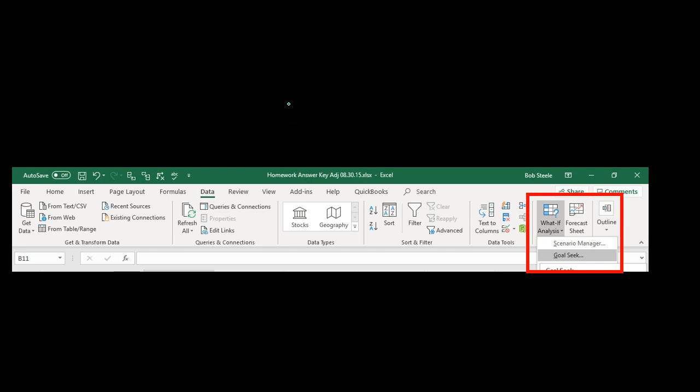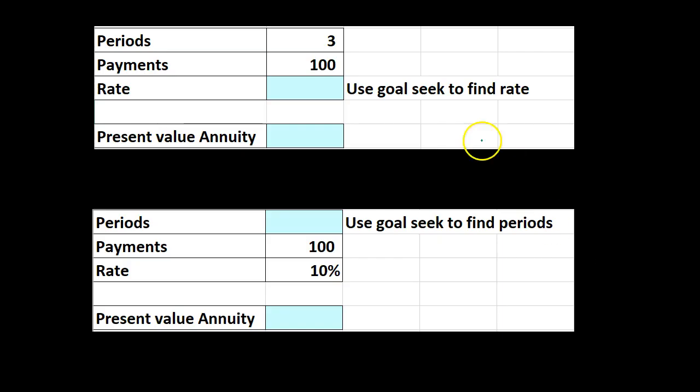Remember that we can use the same present value function. Now we can use the same function for the present value of an annuity, and then if we need to look for some other factor within that formula, we can use the goal seek feature. So for example, if we had this data up top, if we knew the number of periods, if we knew the payments, but we didn't know the rate, and we knew what the present value should be, then we could basically say to Excel, I want to use the present value formula here, use the present value formula to find what the rate would be.